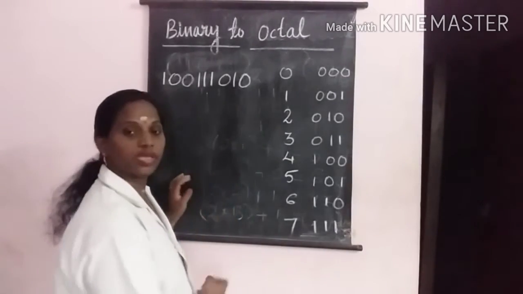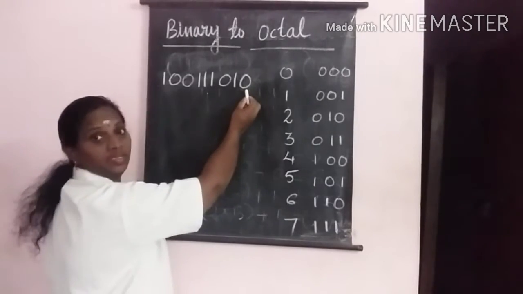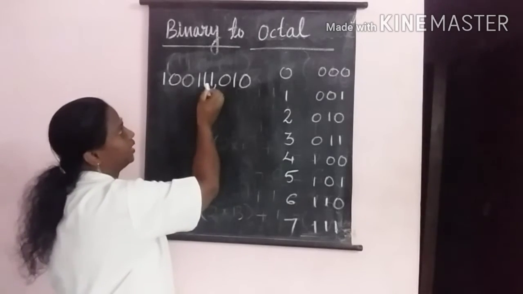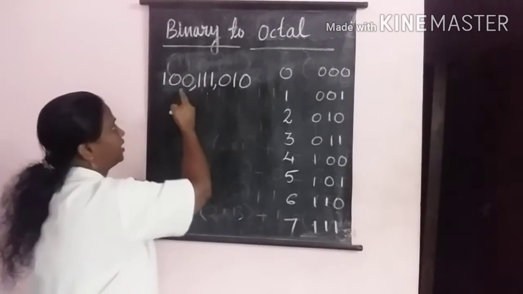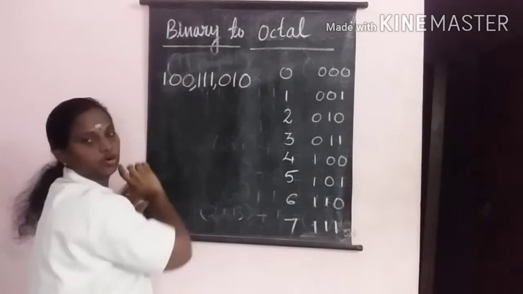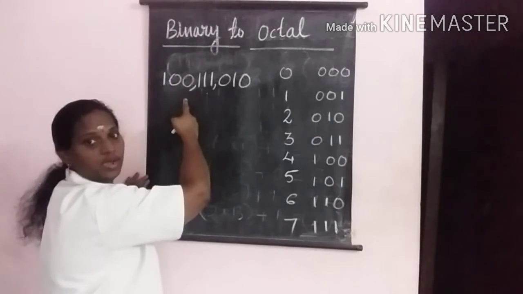Okay, you can group from left to right. So first, here, 3 digits. This one, then put a comma here, again the next 3, again the next 3. Okay, so here 1, 0, 0. The first group is 1, 0, 0.